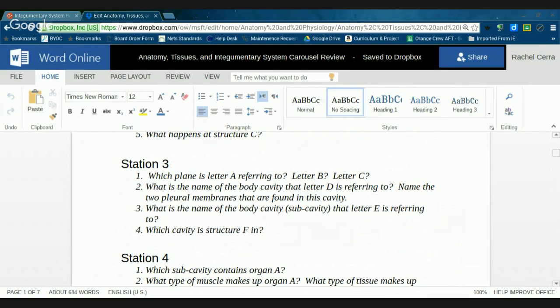Station number 4 was talking about the heart and the brain models. So you've got number 1, which subcavity contains organ A? That would be your pericardium. Number 2, what kind of muscle makes up organ A? That would be cardiac muscle. What type of tissue makes up letter B? That would be nervous tissue.